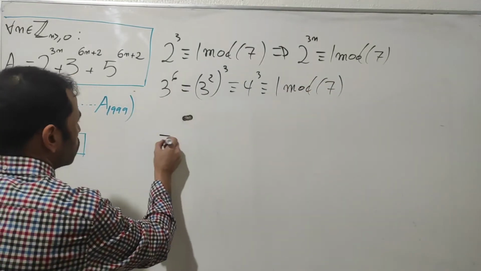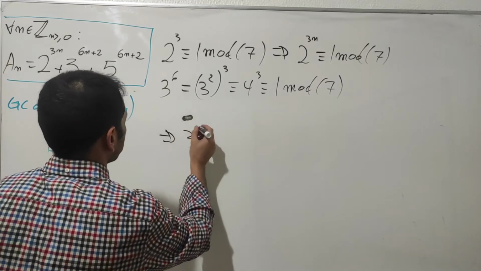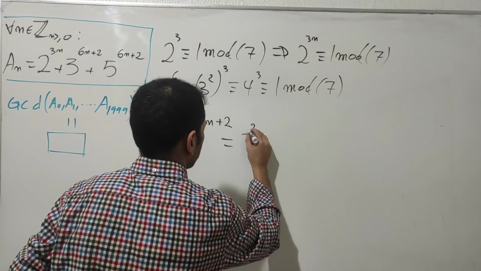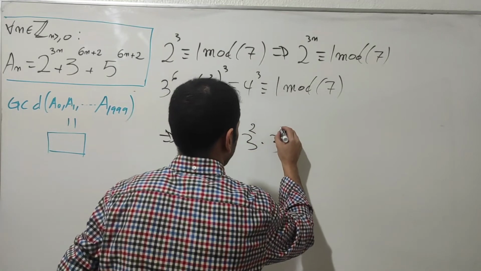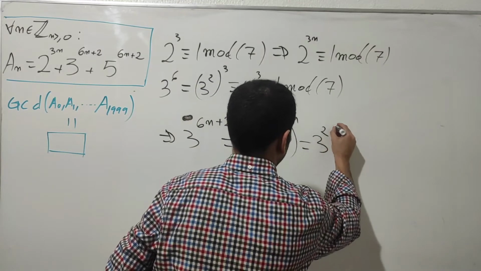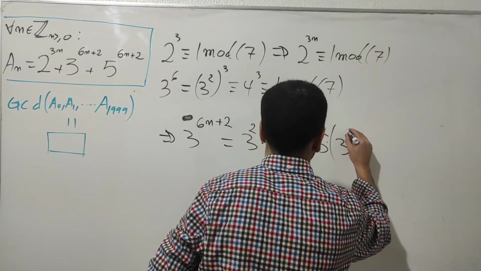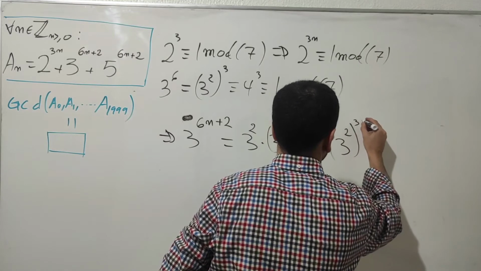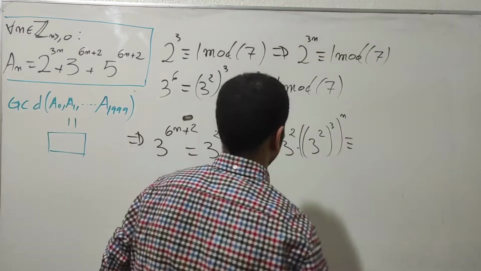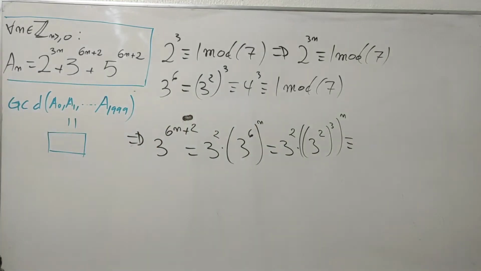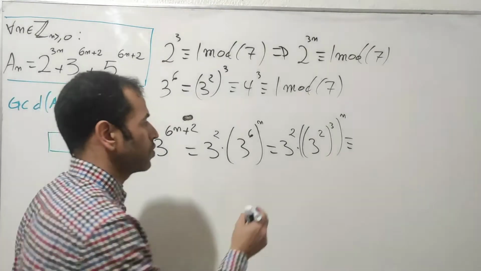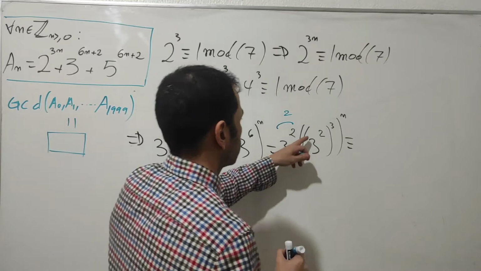Now we are going to work on this one. So I get 3 to the 6 plus 2, which is the same as 3 squared multiplied by 3 to the 6, all raised to the n, which is the same as 3 squared multiplied by 3 squared, all raised to the 3, all raised to the n as a power. Okay, so it's more simple. Reducing this one to mod 7, clearly we have 9 here. 9 is 2 mod 7, so clearly it is 2 here.